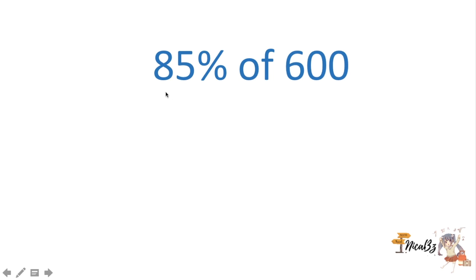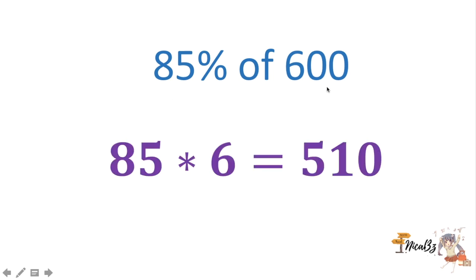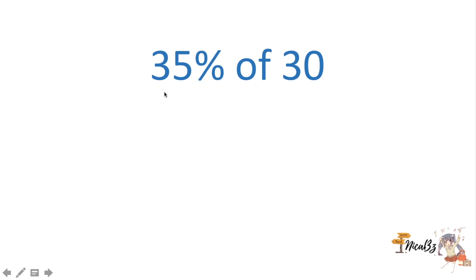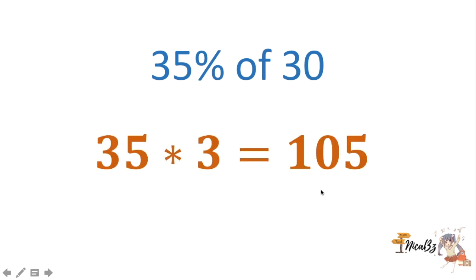Let's have another example. 85% of 600. So that's 85 times 6, which is 510. Since the number is already close to 600, there's no need to move places. And so our final answer is 510. Let's have another example. 35% of 30. So that's 35 times 3. It gives us an answer of 105.